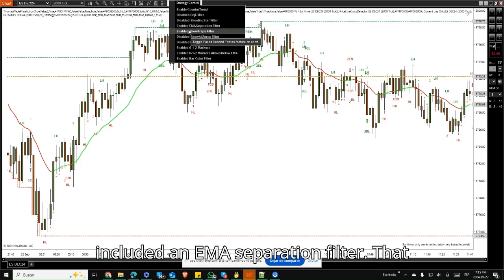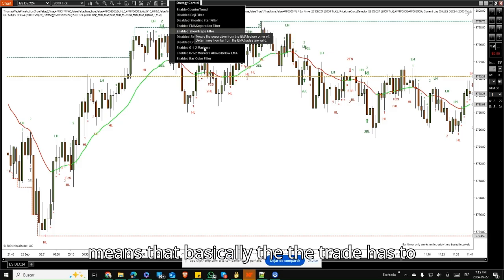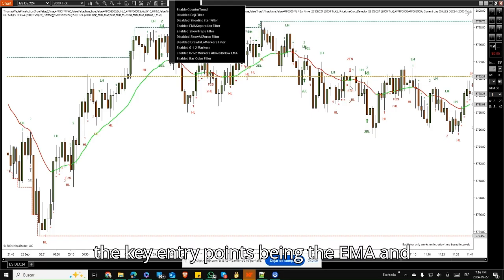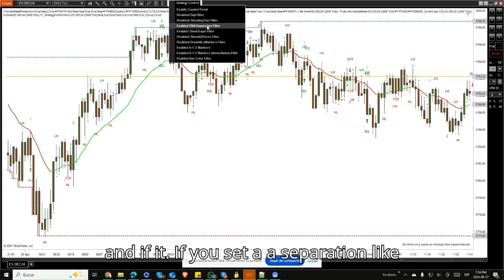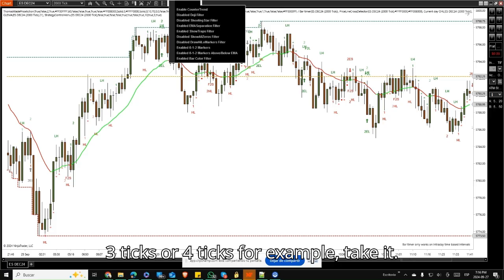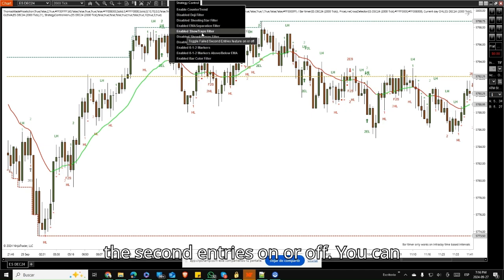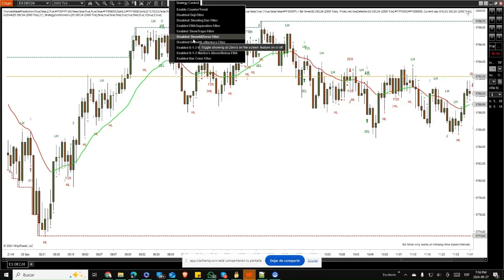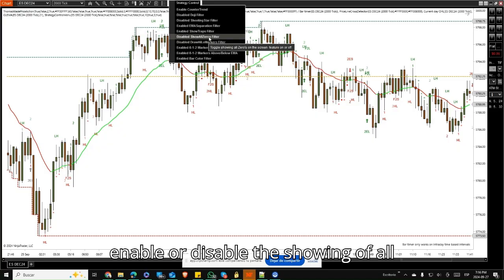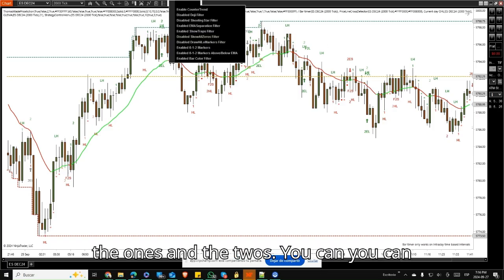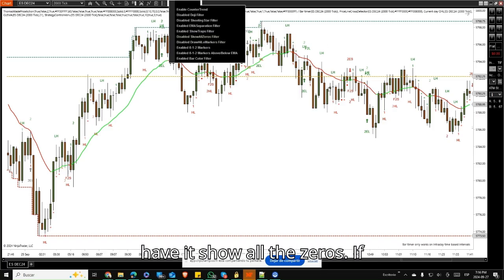I've also included an EMA separation filter. That means that basically the trade has to be taken on the key entry points, one of the key entry points being the EMA, and you can set a separation like 3 ticks or 4 ticks, for example. Another thing is that you can turn the second entries on or off. You can enable or disable the showing of all the zeros, because right now it only shows the ones and the twos. You can have it show all the zeros if you wanted to.